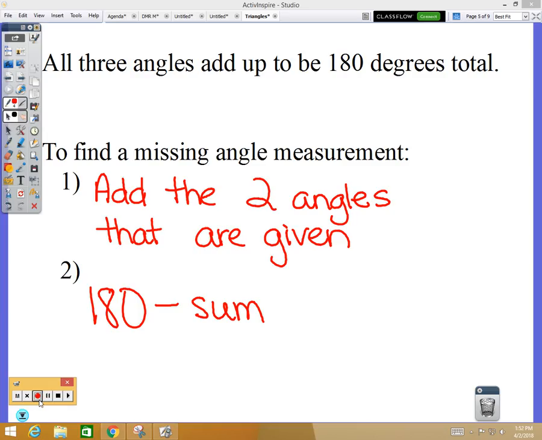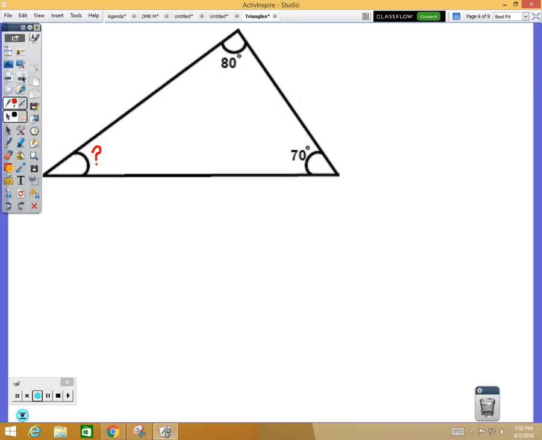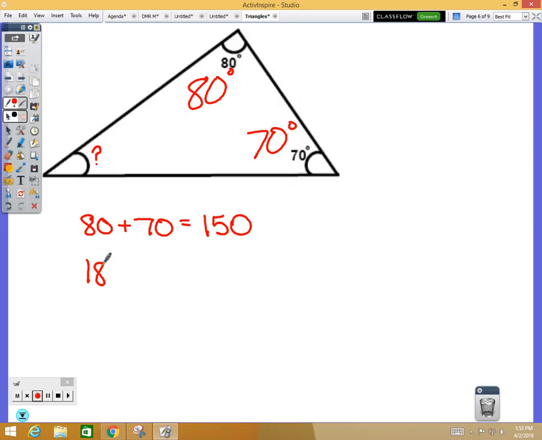All right. So looking at this picture here, I know that these numbers might be a little small. So this number says 80 degrees. This number says 70 degrees, and I want to find this angle right here. So what do I do first? 80 plus 70 gives me, you can use a calculator, a 150. And then the second step was 180 minus 150, so my answer is 30 degrees.